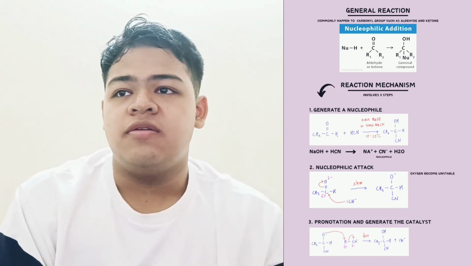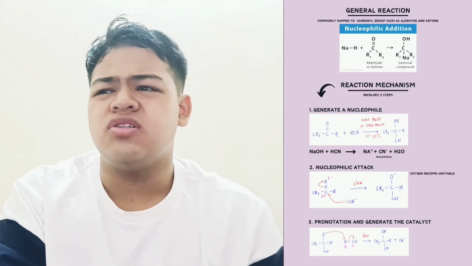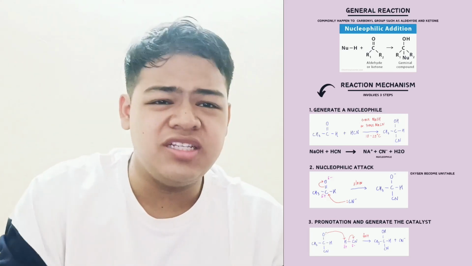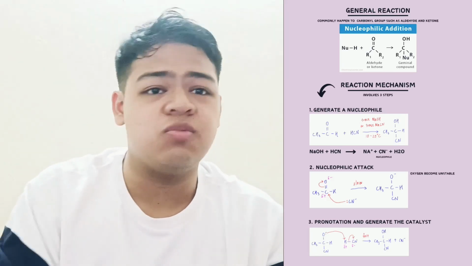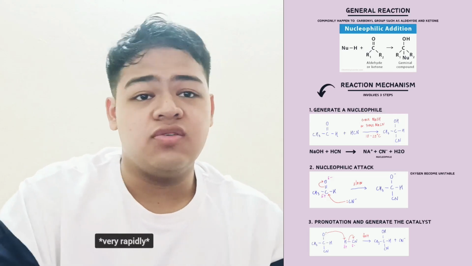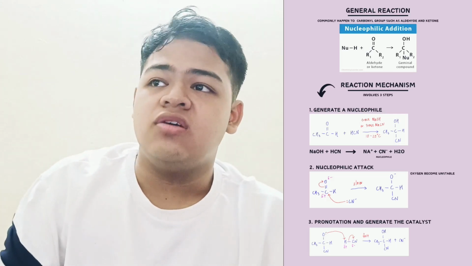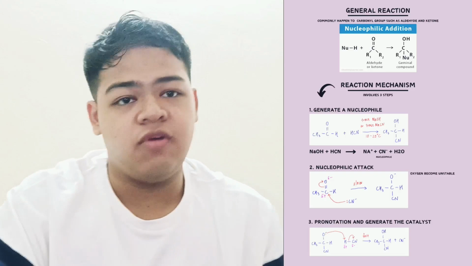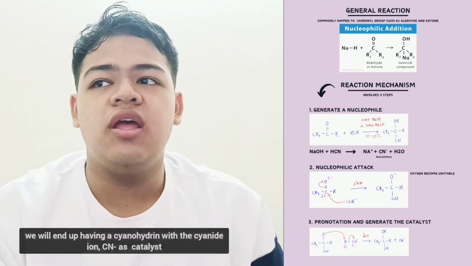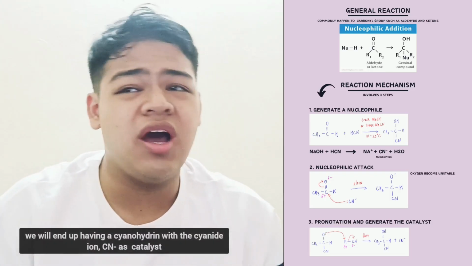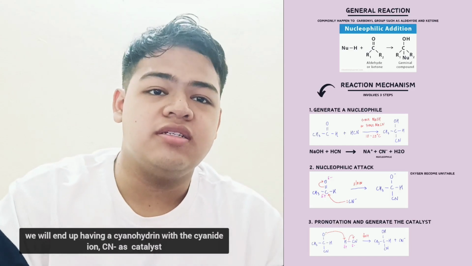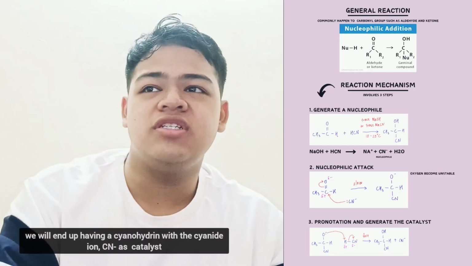And this is a fast step reaction because why? The oxygen is highly unstable, so it will trigger this protonation very readily. So then the oxygen and hydrogen will form a bond there. So lastly, we will end up having a cyanohydrin with the cyanide ion CN-, which is the catalyst.